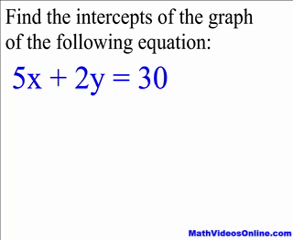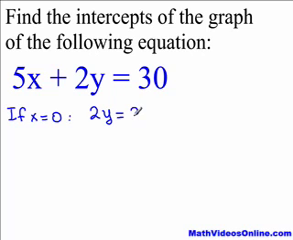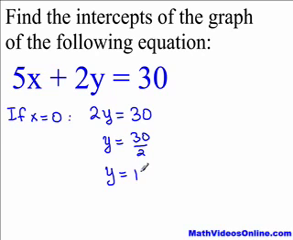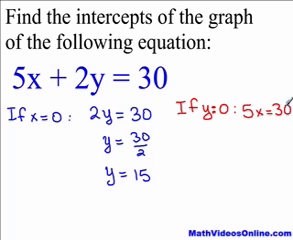We can find both the x and the y-intercept for the same equation. First, let x be 0 to find the y-intercept. This leads us to 2y equals 30, because 5 times x will disappear when x is 0. Divide by 2 to find y. Therefore, the y-intercept is 15. To find the x-intercept, let y be 0 and then solve for x. 5x equals 30, x equals positive 6.